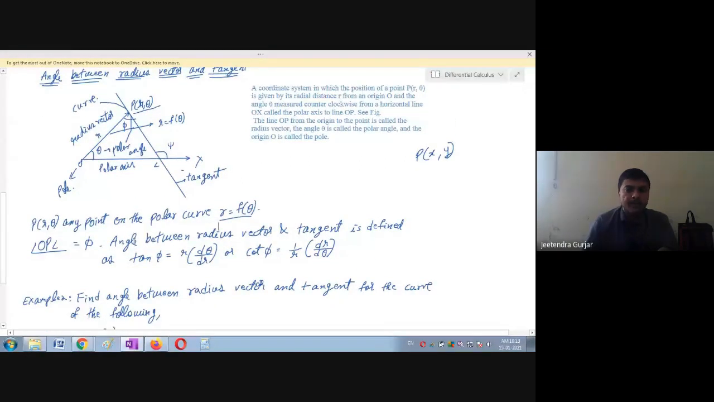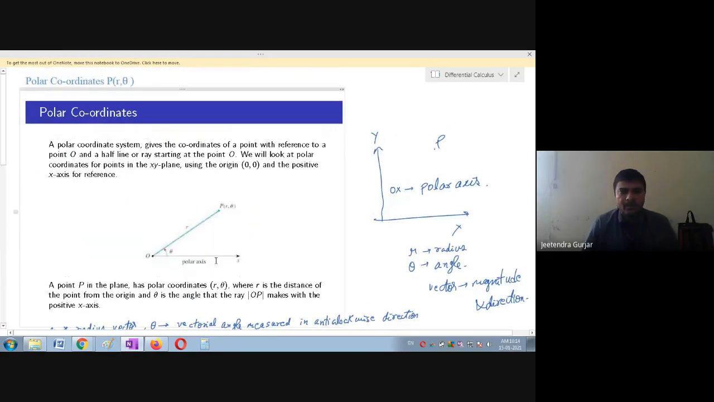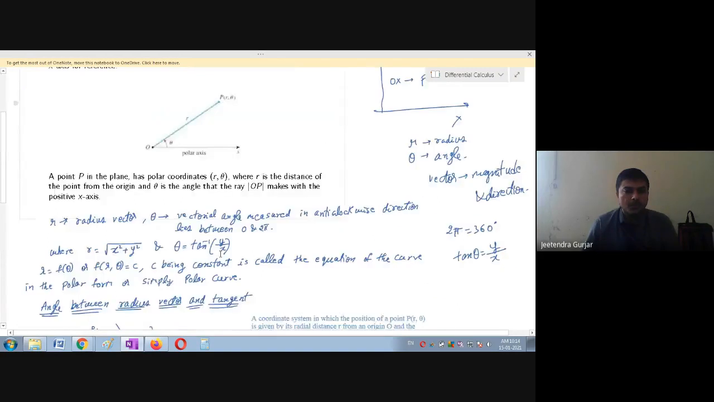Now the very important part: the angle between the radius vector and tangent. You have to write it down. The angle between the radius vector and tangent is defined as tan phi is equal to r into d theta upon dr, or cot phi is equal to 1 upon r into dr upon d theta. This we are going to use in the examples, students. So this is a small introduction about polar coordinates. Is it clear, students?